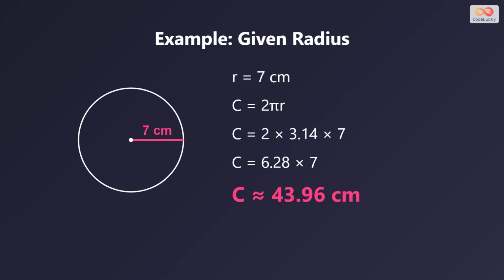Now let's try one with the radius. If the radius is 7 centimeters, we use the second formula. 2 pi r, we calculate 2 times 3.14 times 7. 2 times 3.14 is 6.28. Multiplying that by 7 gives us approximately 43.96 centimeters.